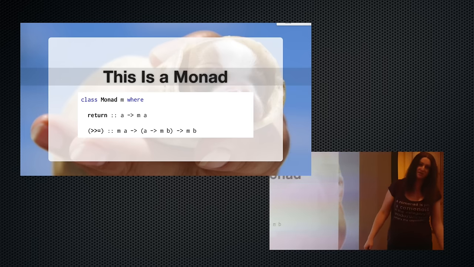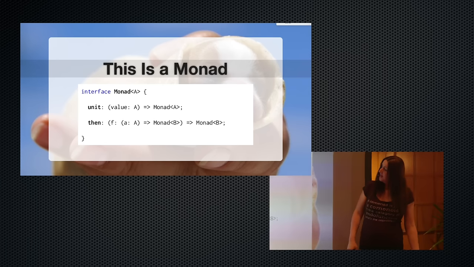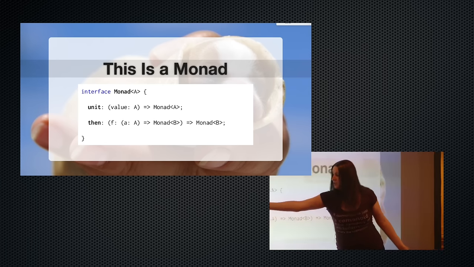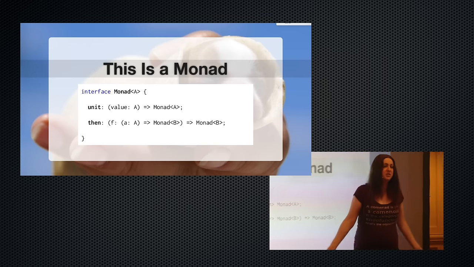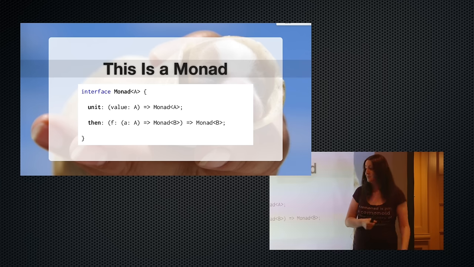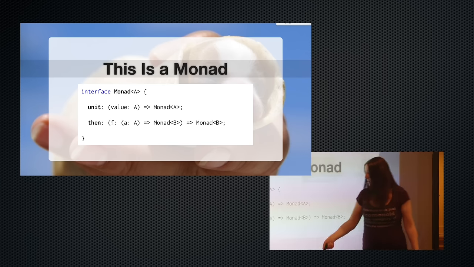And if I translate this into normal language, this is a Monad in TypeScript notation. I had to change the names of the methods because return is a reserved word in JavaScript, and greater than equals is actually not something you can name a function. So I call them unit and then.